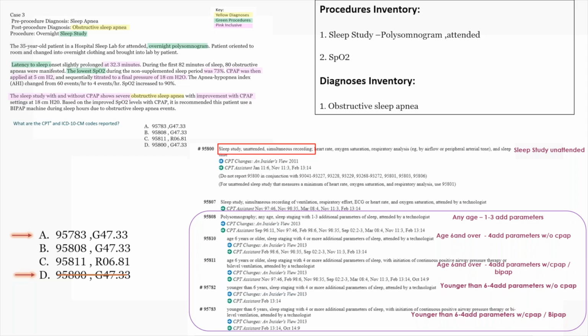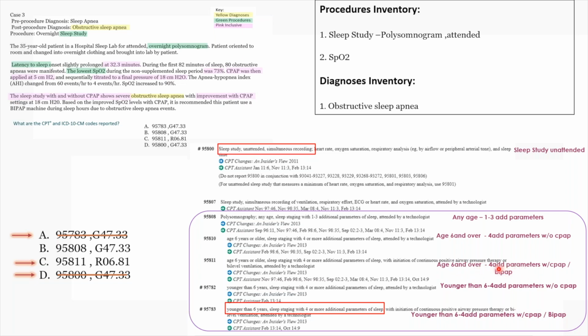Let's look into the next option, 95783. Let's see what it is coding for. It is coding for younger than 6. First, let me look in the chart portion. It states that the patient's age is 35 years, so straight away I can say that's a wrong answer. I don't need to read the rest of the portion. Let's look at the next one, 95811. What is that coding for? It is coding for age 6 and over. Well, that portion is correct.